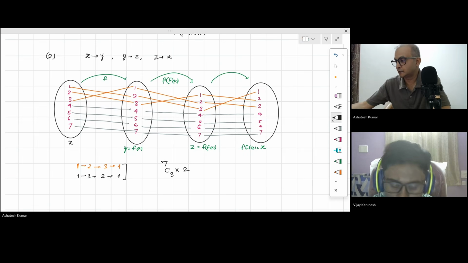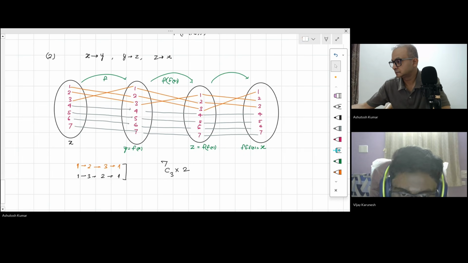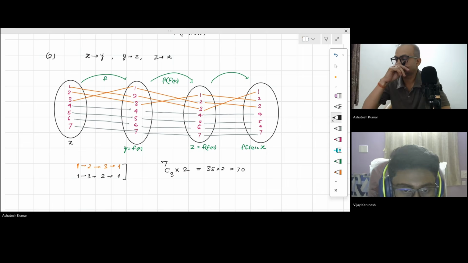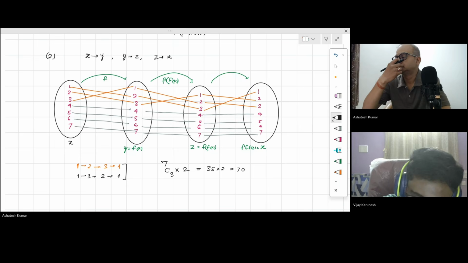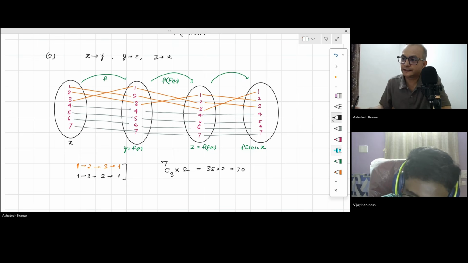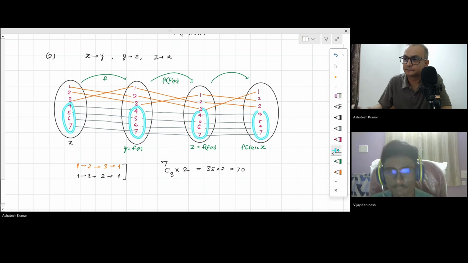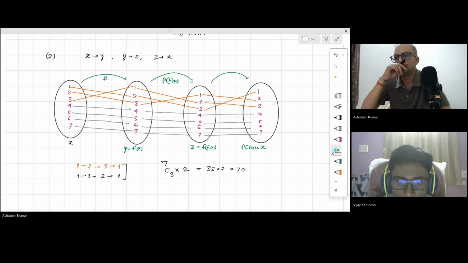Calculate it, please. My calculation is very bad. 7C3 is 35. 35 into 2, 70, sir. Correct? Do you think that in this case, these elements, 4, 5, 6, 7, are going to affect this number of ways? No, sir. This is the only way in this case.